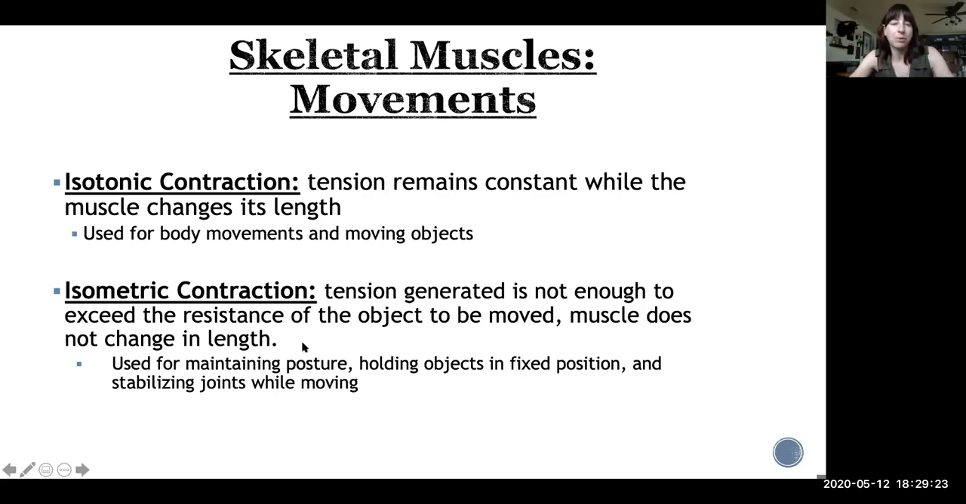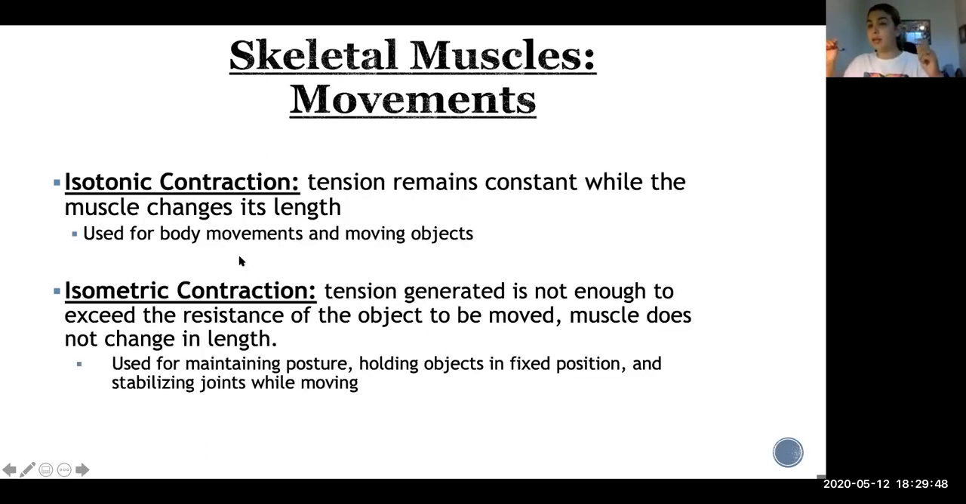So it doesn't matter whether it's fast twitch or slow twitch. That has more to do with how many times you're going to be doing an isotonic contraction, or for how long you're going to be doing an isometric contraction. You may need to recruit more white or fast twitch versus red slow twitch. It just depends on what combination of isotonic and isometric you're actually doing.